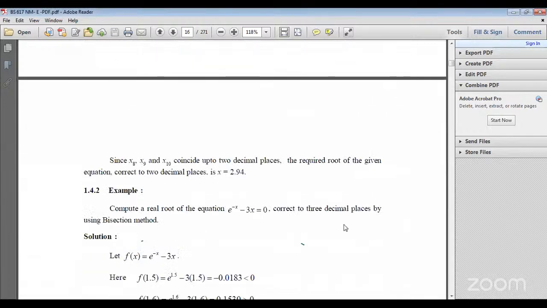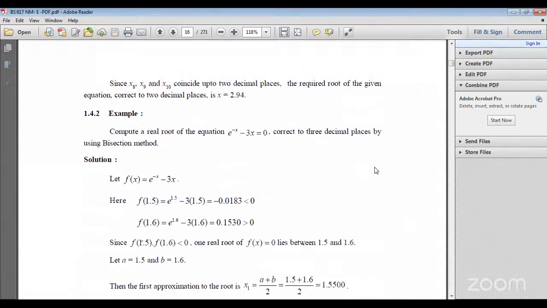Therefore, since x8, x9, x10 coincide up to 2 decimal places, the required root of the given equation is x is equal to 2.94. Another example we are taking here: compute a real root of the equation e power minus x minus 3x is equal to 0, correct to 3 decimal places, using the bisection method.